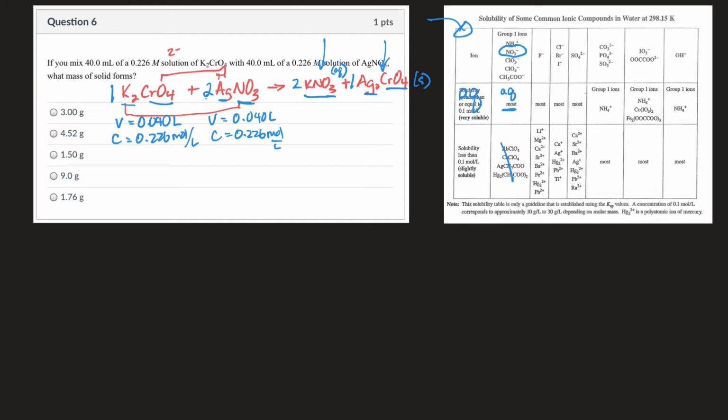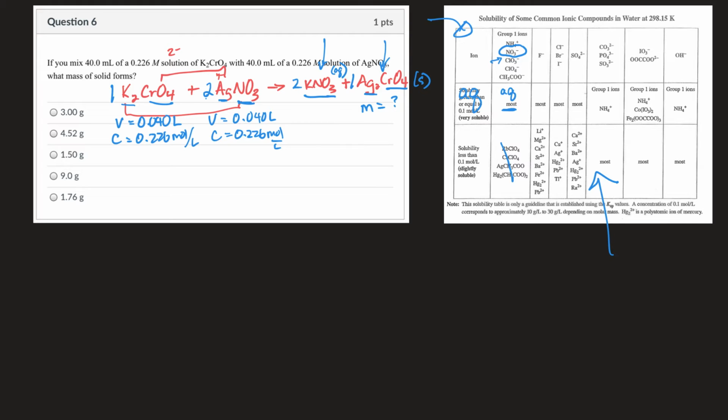But I don't see a chromate at the top here. There's a chlorate, but no chromate. So I'm going to have to just guess that. You could maybe look it up online. On a test, I would either give you one that's from this chart, or I would tell you which one. So we're looking for the mass of this silver chromate.